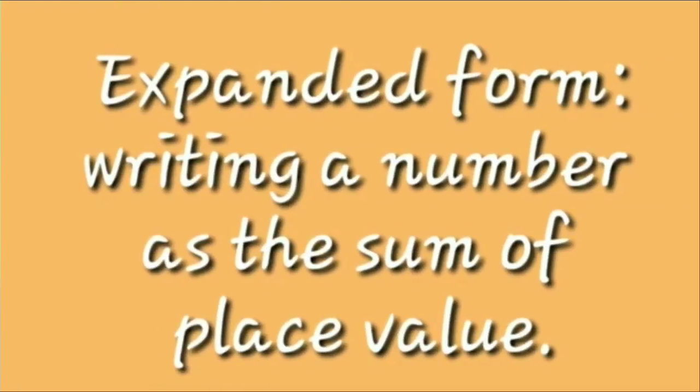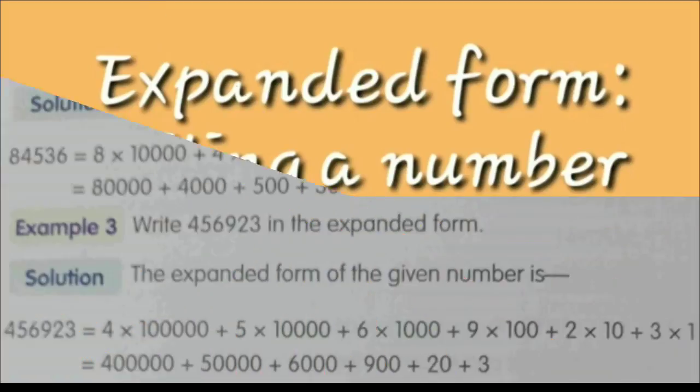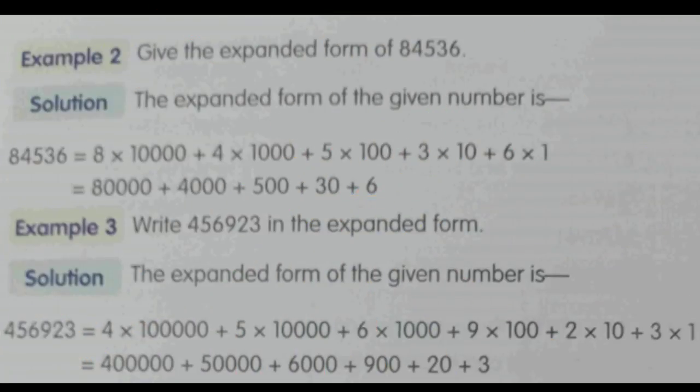If you talk about the expanded form, writing a number as the sum of its place value is called the expanded form of that number. It means that we have to write the given number in form of the sum of its place value. To understand this, let us take an example. Here the example number 2 is give the expanded form of 84536. This 84536 can be read as 84,536.